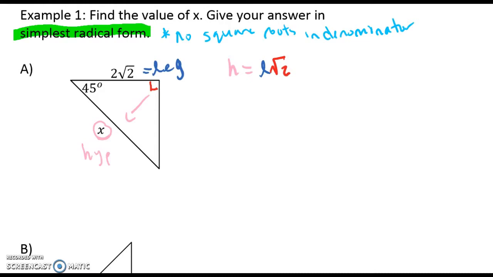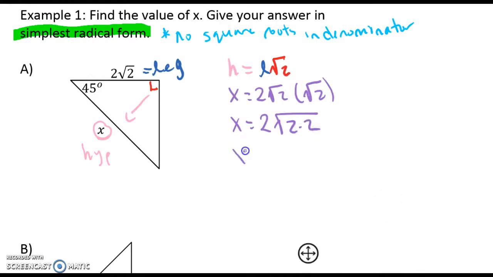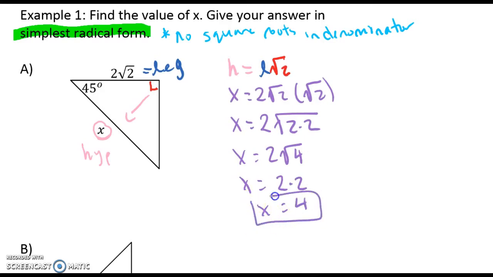So I know hypotenuse is x, which is what I'm looking for. The leg is 2 square root 2. And I want to multiply that to the existing square root 2. Okay, and don't forget your algebra, right? Square root times the square root is just the square root of the two radicands put together. So 2 times 2 inside 1 square root. So x is equal to 2 times the square root of 4. So x is 2 times 2. So x is 4. Alright, nice and simple.